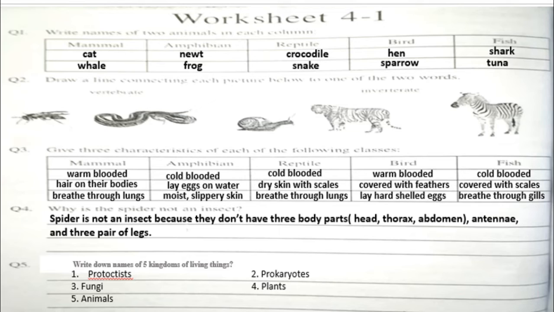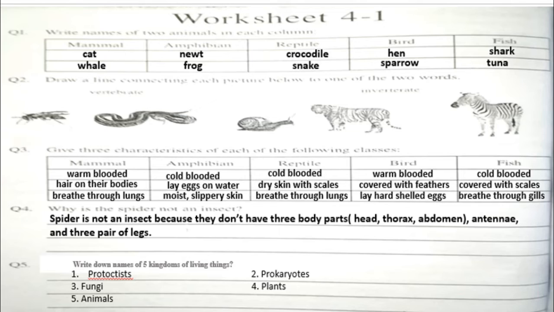A lot of characteristics you have learned in this chapter. I have written 3 for each. You can add more from your side. Question number 4. Why is the spider not an insect?